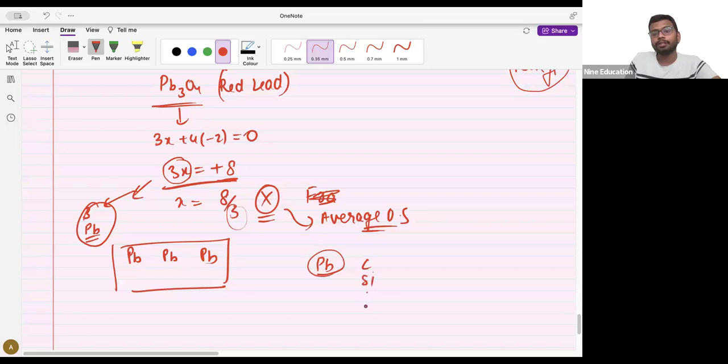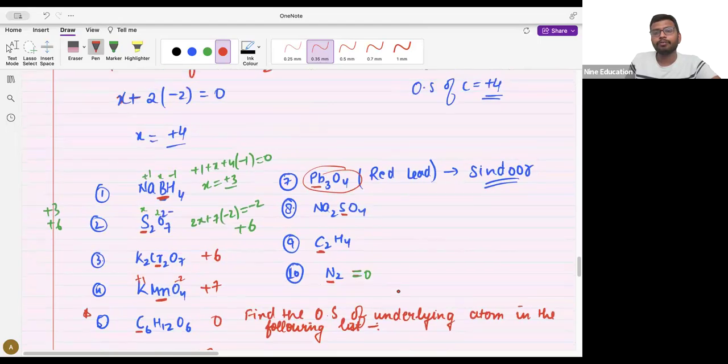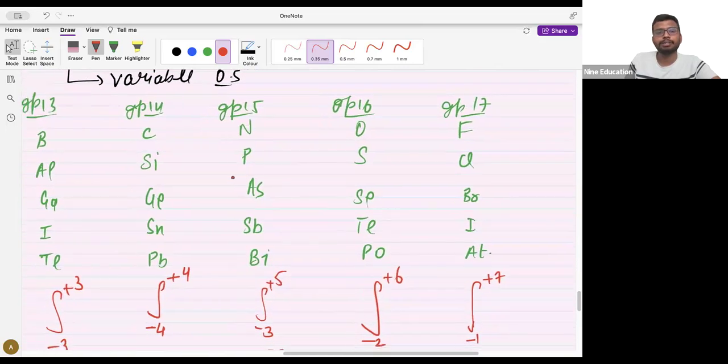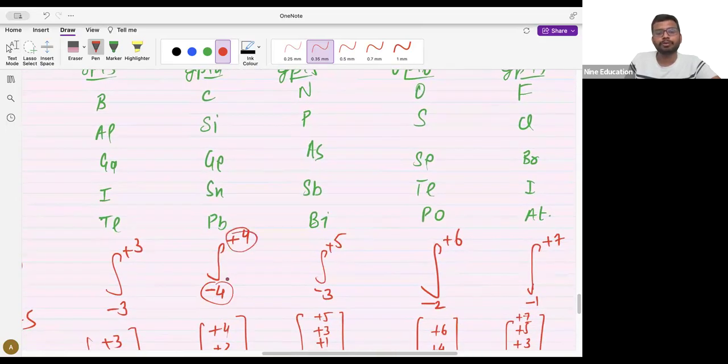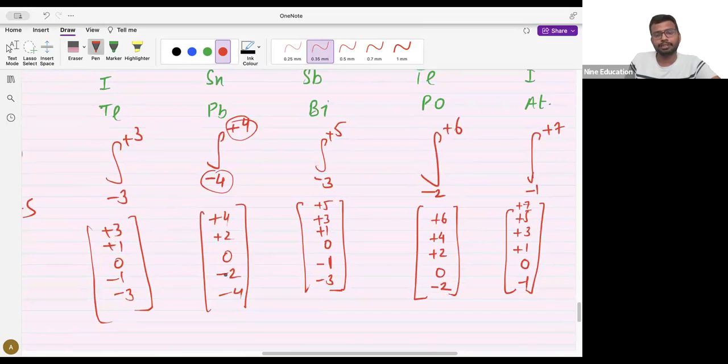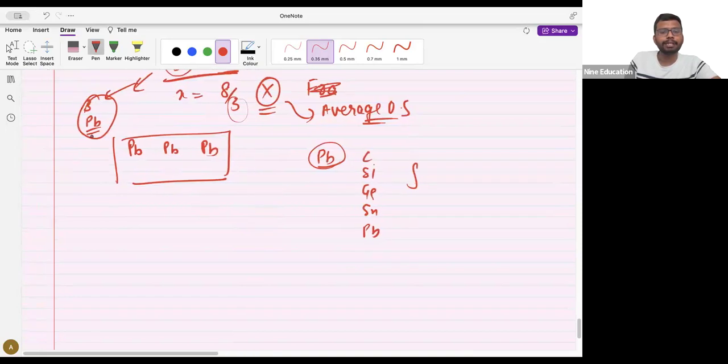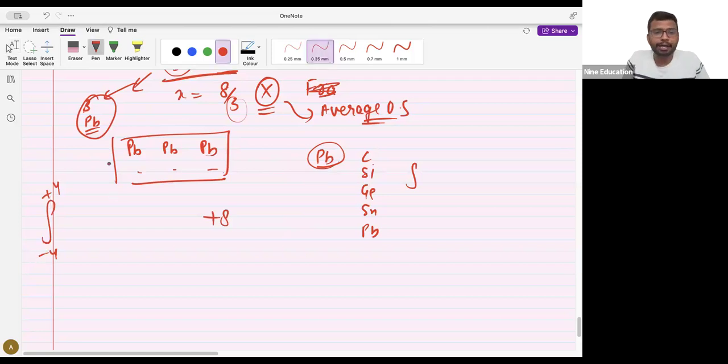You all know lead is below carbon, silicon, germanium and tin. So you all know the range of these oxidation states is from -4 to +4. So they can have these many oxidation states. If I want to make +8 from here, how can I do it? Adding 3, each from -4 to +4, I can make it by adding +2, +2, +4.